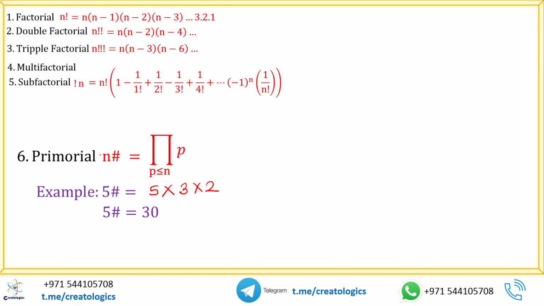In this way you can calculate the primorial for any number. So take the product of all the prime numbers which are less than or equal to that number n. For example, the primorial of 8, if you calculate, you will end up getting 7 times 5, then 3, then 2, right? In this way you will get the answer as 210.